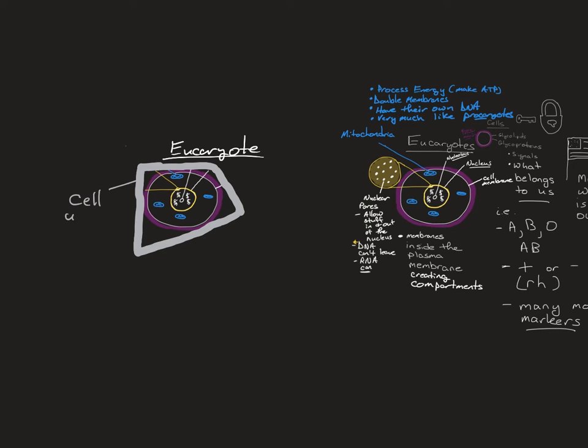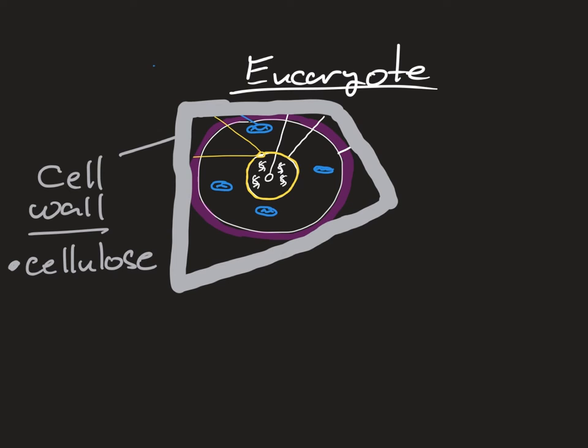It's made of cellulose, so it's actually made of sugar, right? It's a polymer of sugar. We learned that. It's made of cellulose. And inside the cell, this eukaryote has something else that's weird.